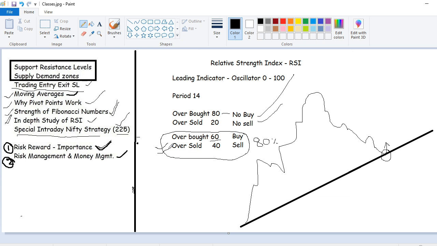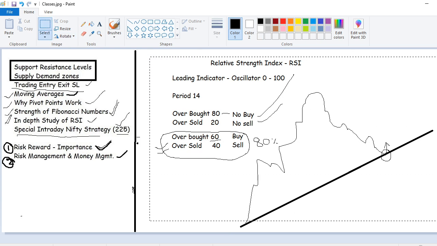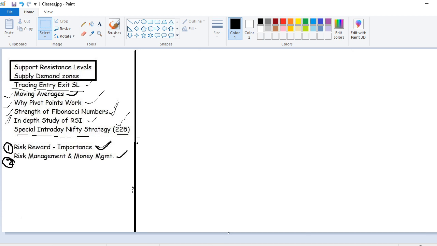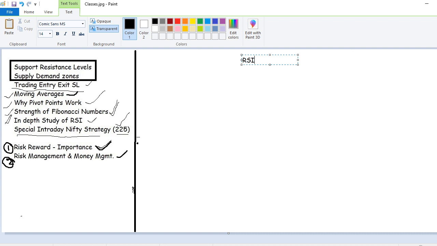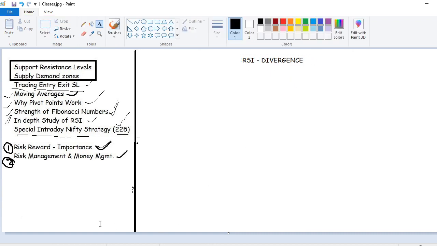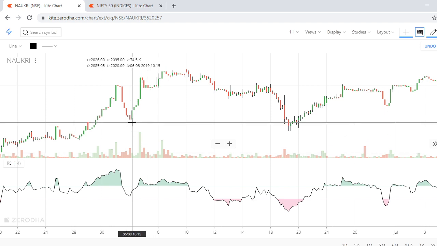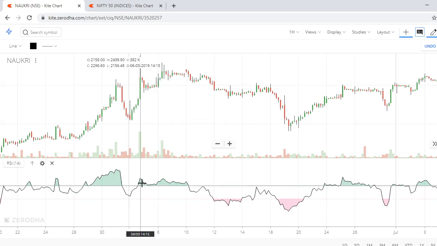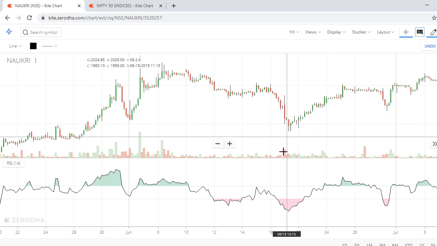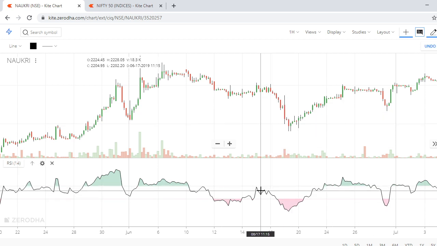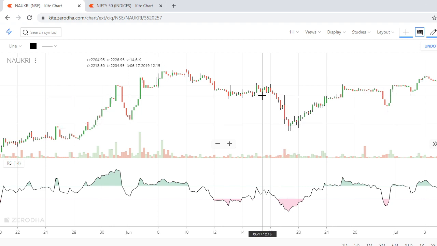But there is some other secret in RSI, which is nothing but divergence. RSI divergence is a beautiful concept. If you look at the chart, price and RSI go in the same direction. See, if the price is going up, RSI goes up. The price is coming down, RSI also comes down. Did you see that? Hope you can see this.